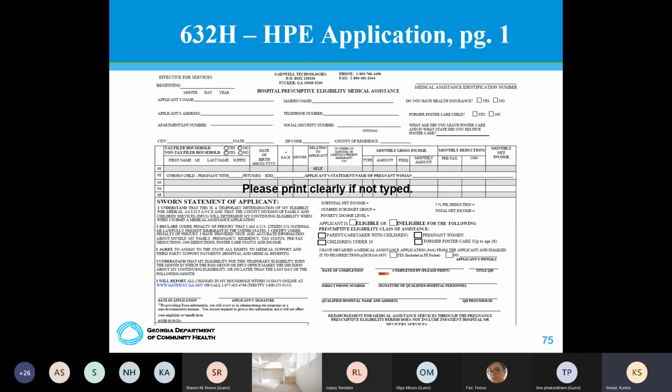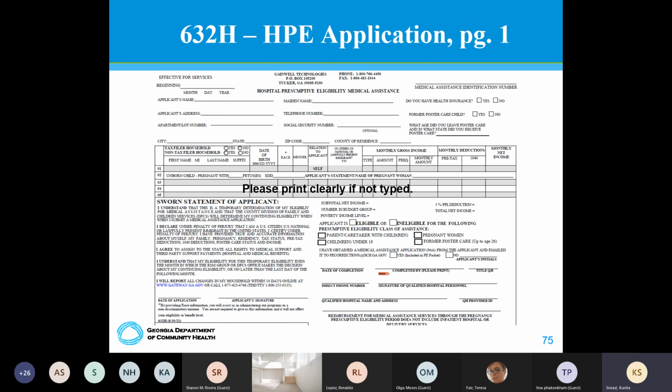Okay, like I said, this is the 632H. This is one of the forms that you will be audited on. So that's why I say you need to make sure you are completing this, and not your applicant. You need to make sure you're completing this. We're going to go through some examples of how to fill this out entirely.